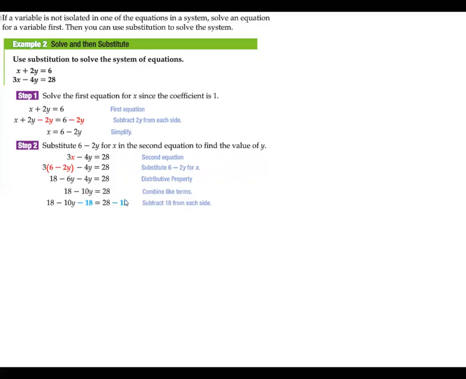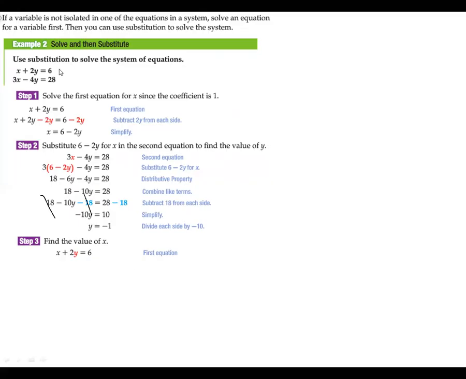So subtract 18 from both sides. So these 18s would cancel here. And you would have negative 10y equals 10. So divide both sides by negative 10, and you get y equals negative 1. So now I know the value of y. I've got to figure out x.